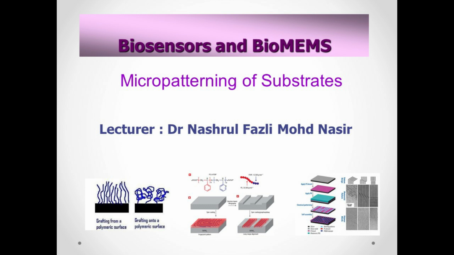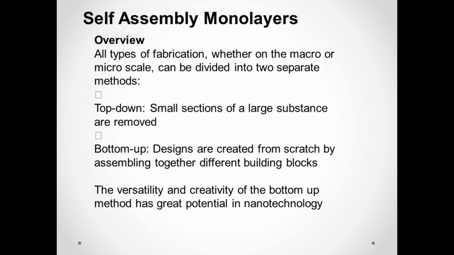Today we will go into the third chapter of biomems, which is the micropatterning of the substrates. For the second slide, we will go into the overview of the fabrication, how we are going to fabricate on the macro or micro scale using self-assembled monolayers, where we can divide this method into two separate methods.